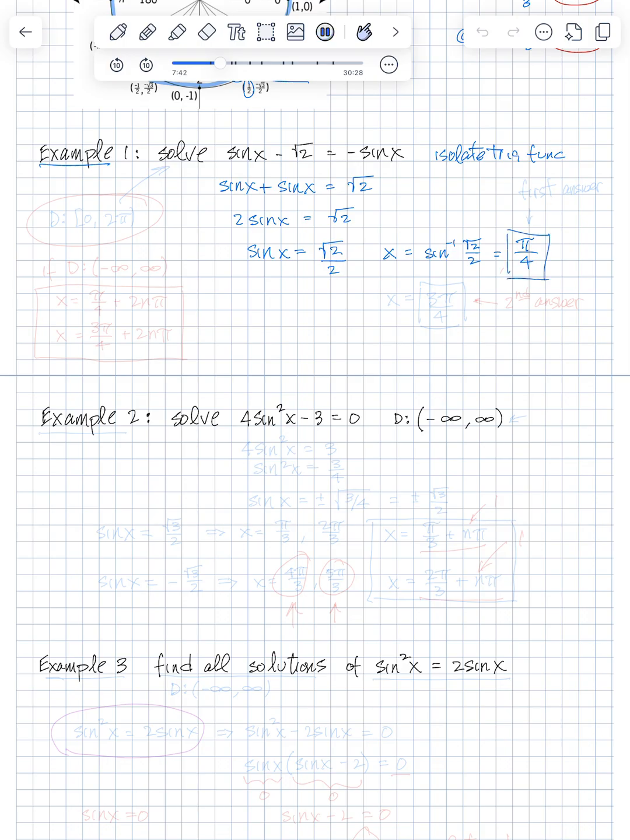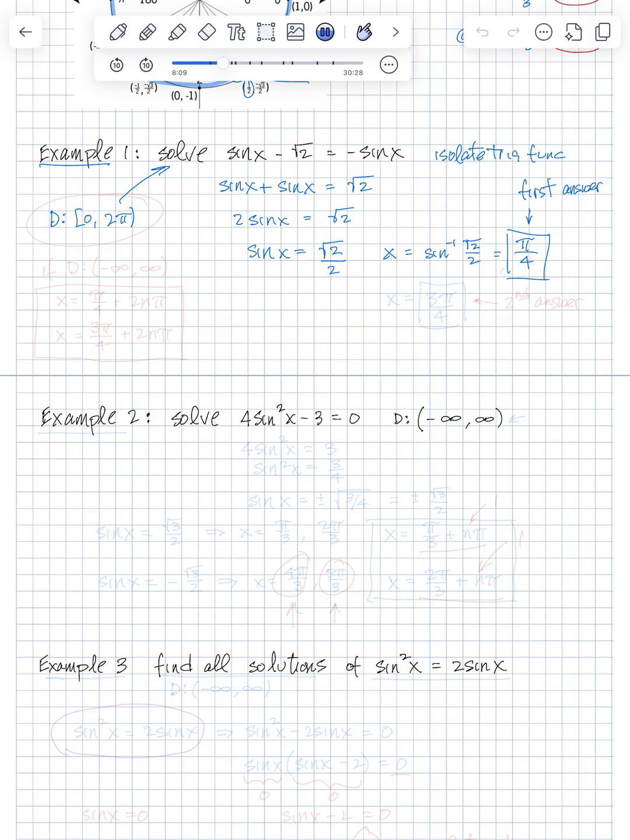Oh, and I didn't give the domain on this problem. So let me add this. Let's say the domain was 0 to 2 pi. So this is the first answer, and there's going to be another answer.